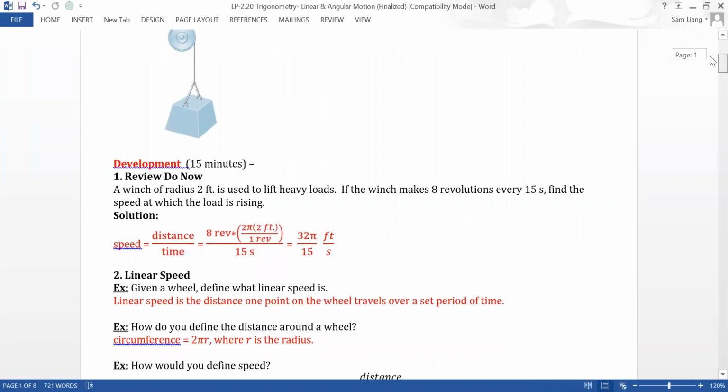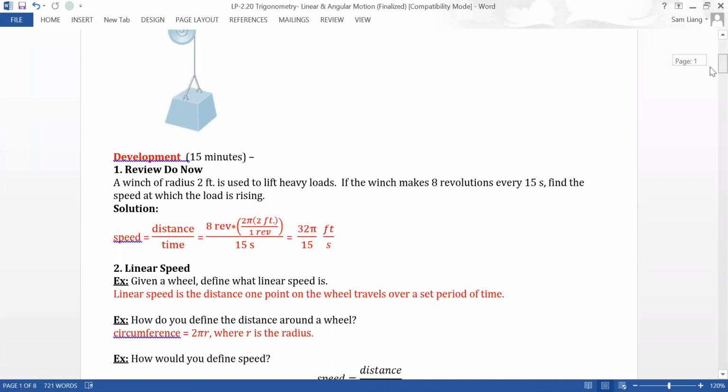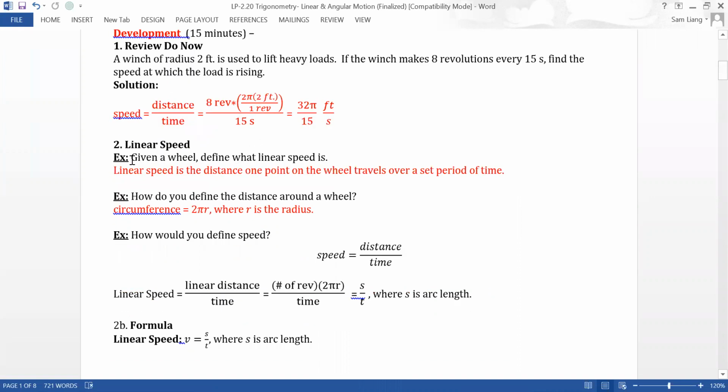Okay. All right. So again, today we're going to talk about two major concepts. The first being linear speed. The second is angular speed. Okay. I'll highlight what I want you to copy down. Okay. So this first example, I won't go through the slides here because the responses should be pretty quick. I don't want to go back and forth between the slides and the lesson plan. So I'll just show you the lesson plan.